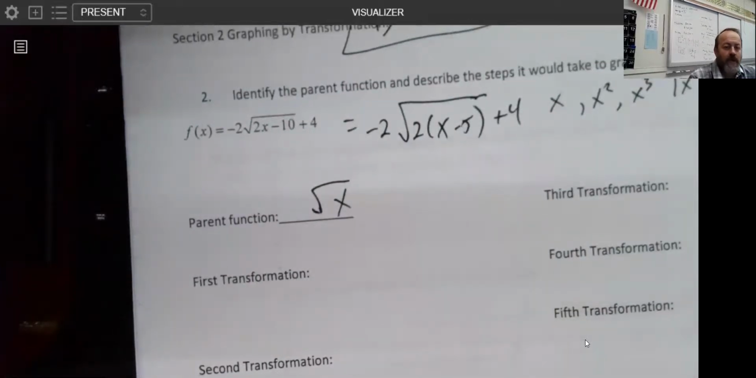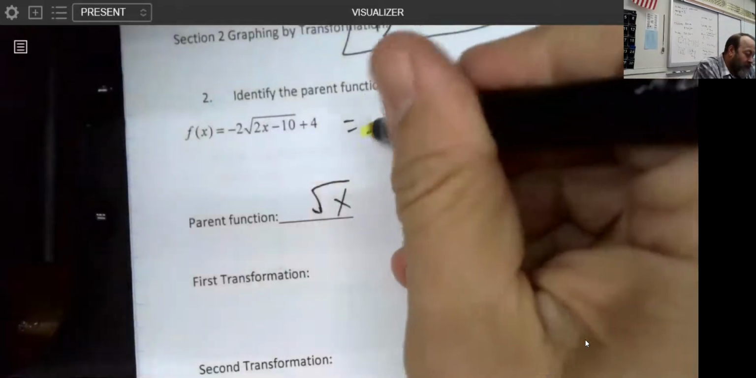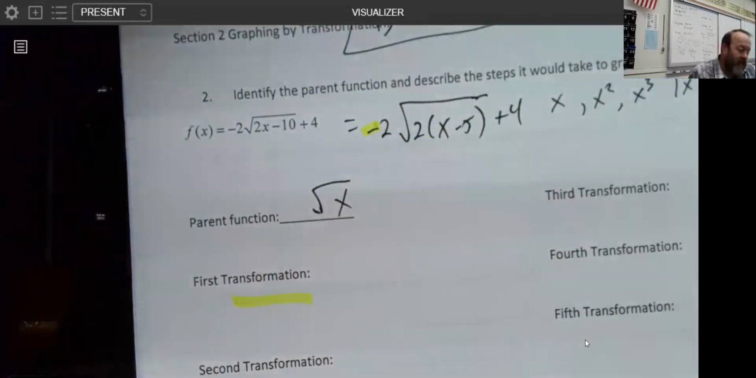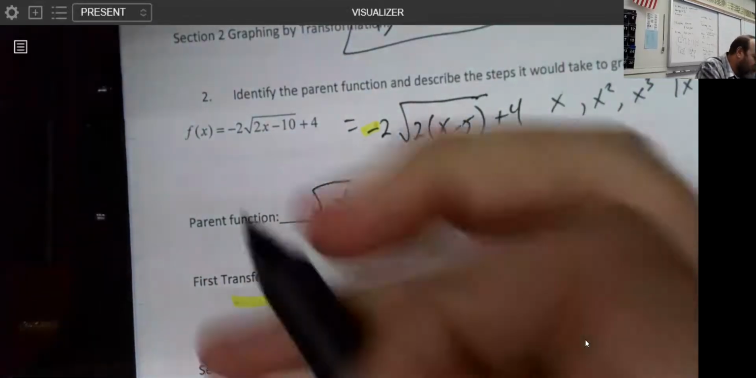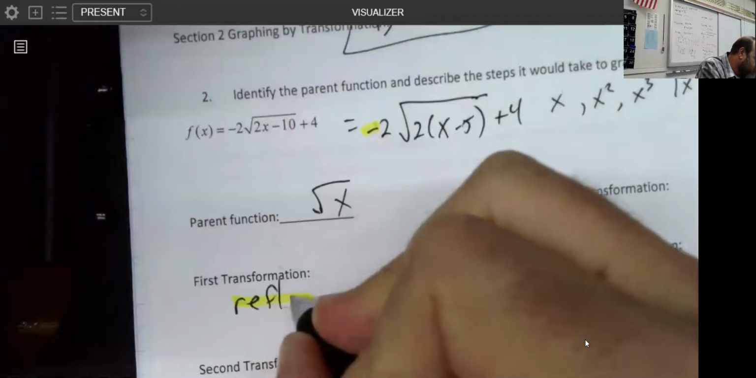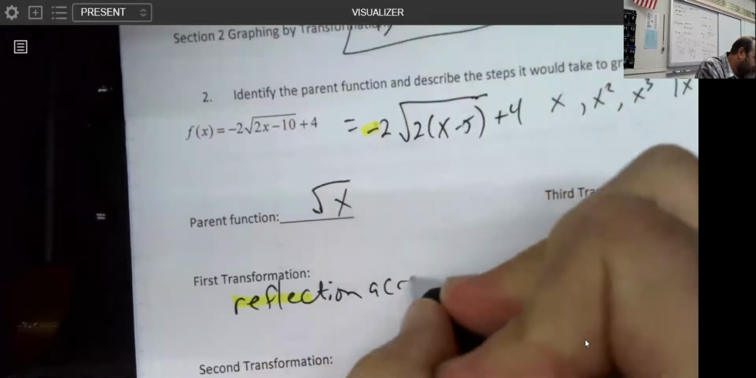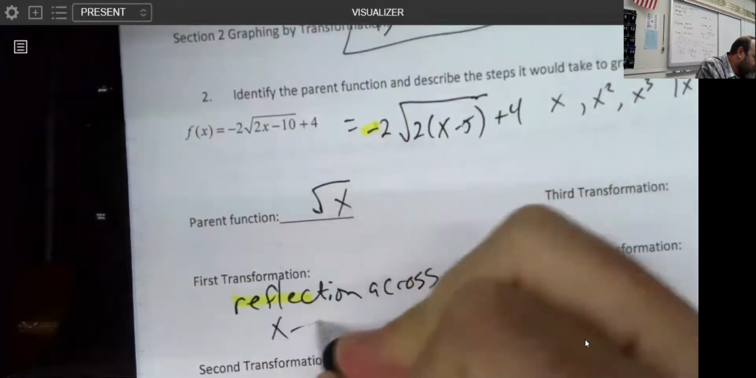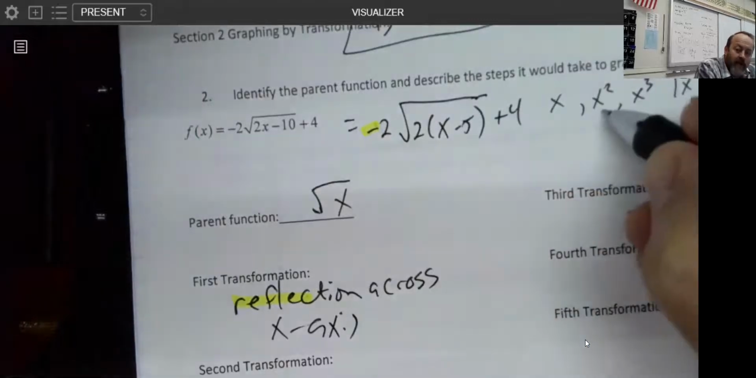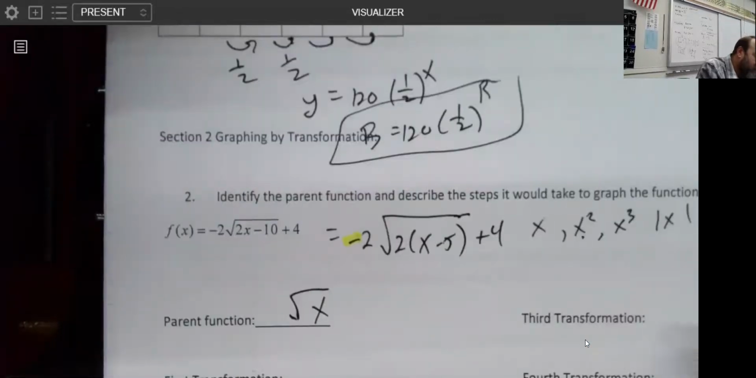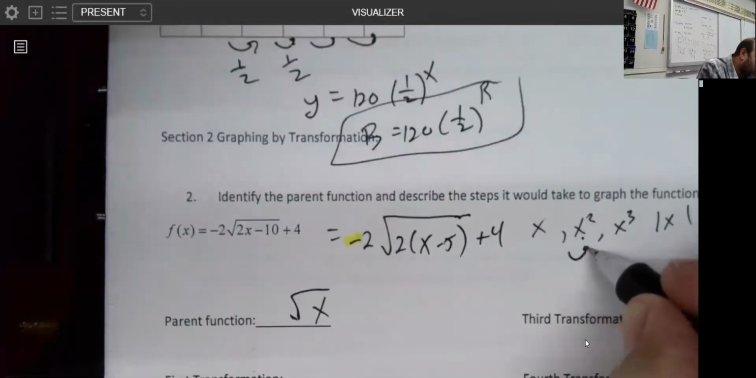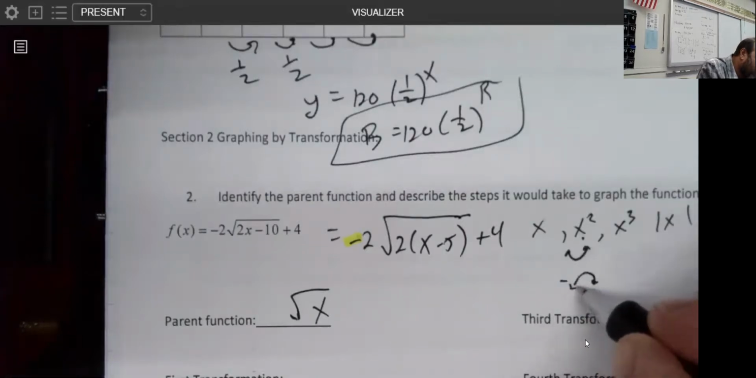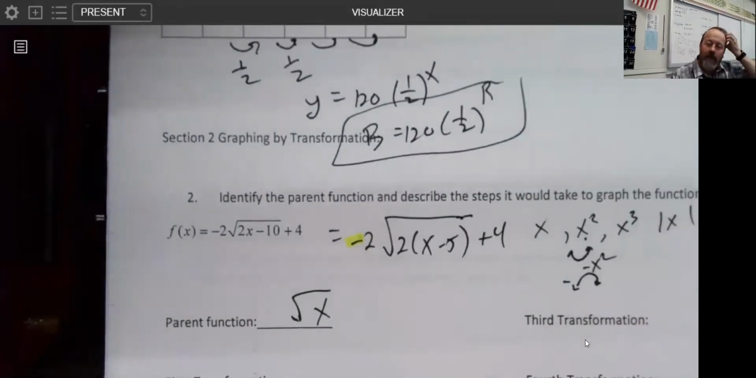And so as we go through our transformations, the first thing that I'm going to do is I'm going to take a look at the things that actually affect the y's. So my first transformation, that minus that's sitting right there, is a reflection across the x-axis. Remember that x squared, let me put that right here, hopefully we can see that better. X squared is this graph, but if you put the negative on the outside, negative x squared flips it upside down. So that negative sitting on the outside of the function flips the graph over.